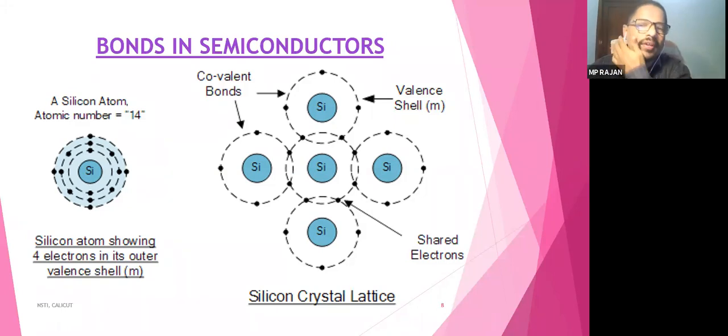Okay, sorry. In the material, you can see silicon. How does silicon bond? You must be knowing about the bond. What are the bonds? There are two bonds: the ionic bond and the covalent bond. So the covalent bond is there in the silicon crystal lattice.